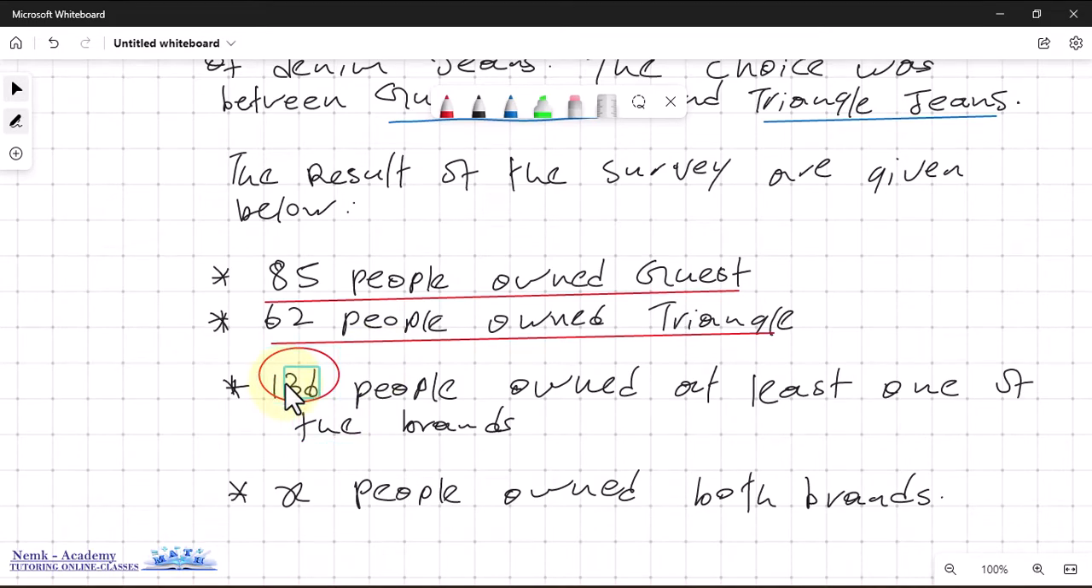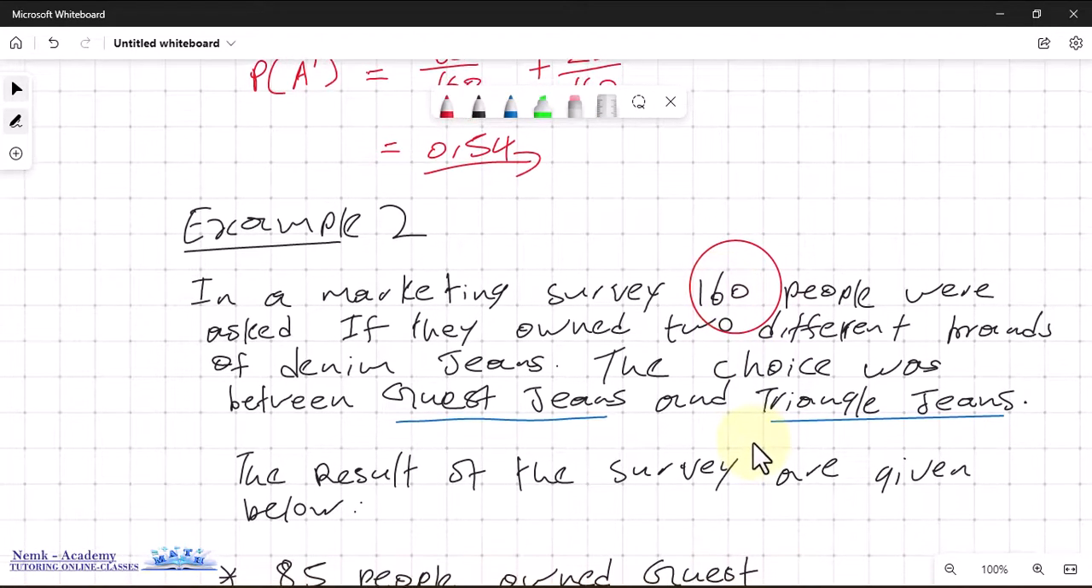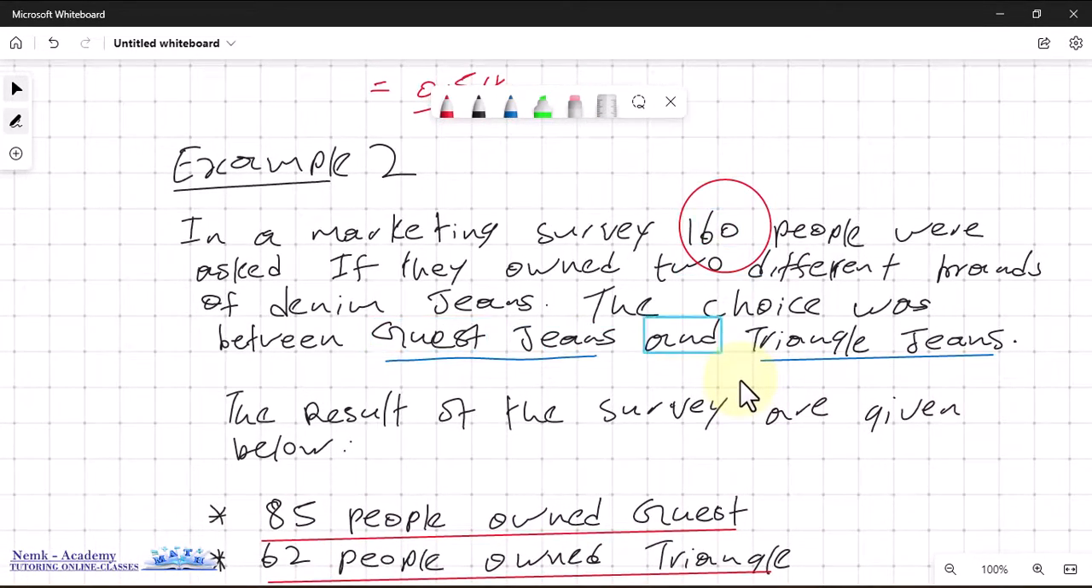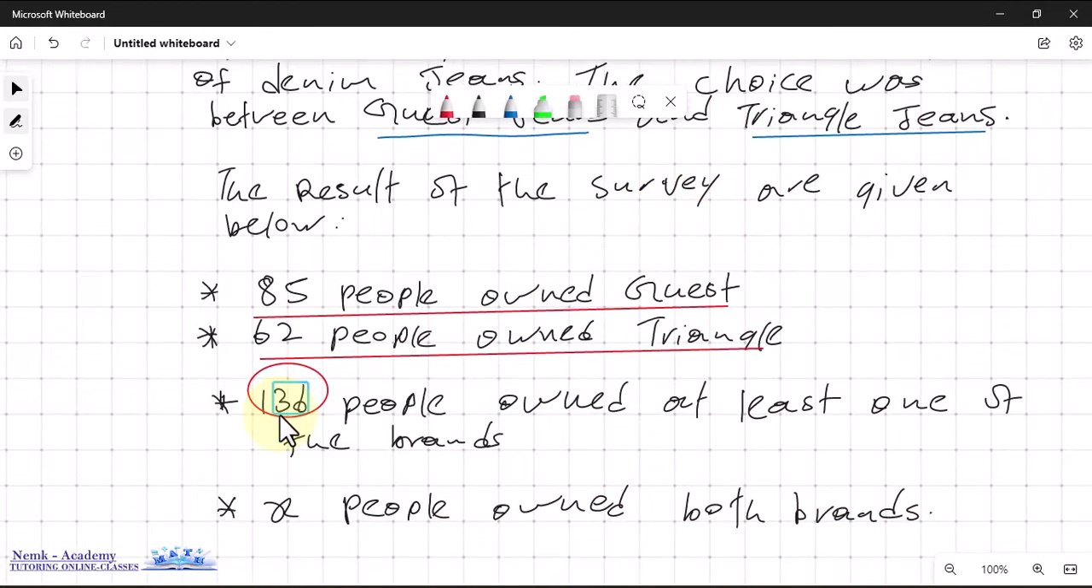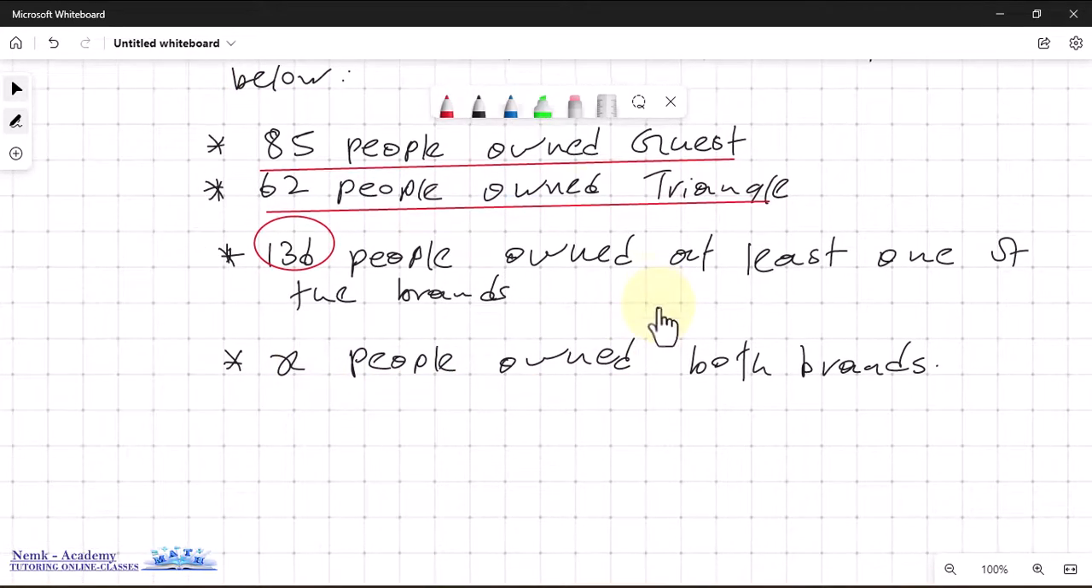So with this 136, it will tell us that there are people who don't have jeans in these 160. Is that correct? We do have people who don't own these jeans in these 160 people, because people who own jeans, how many are they? They are 136. That's very nice. Then here they are saying the unknown number of people owned both. Unknown number of people owned both brands. It means we do have a what? An intersection between the two brands.